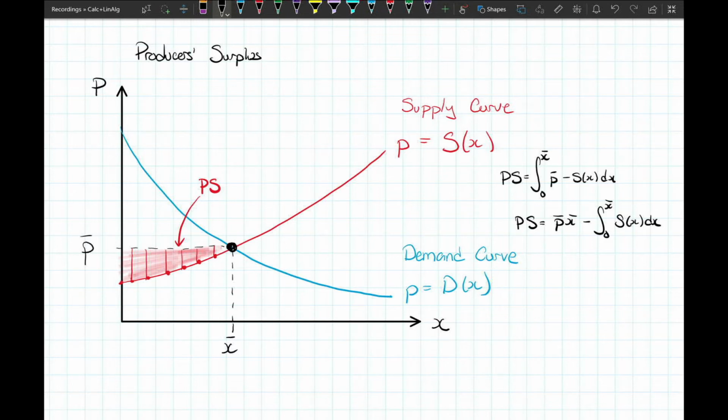And again, hopefully that kind of makes sense. We can think about this as being the area of this entire rectangle, which is going to have a height of P bar and a width of x bar, and then subtracting the area under the supply curve to just get that region that we're looking at, the little triangle that we have shaded now.